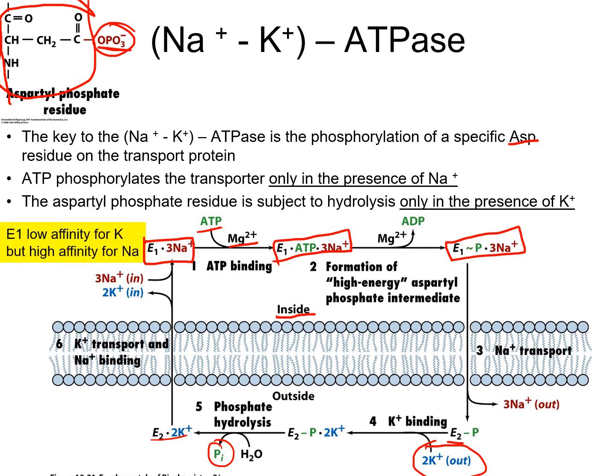So E1, the form of that protein, and E2, what is the difference? E1 has a low affinity for potassium, so it releases it, but a high affinity for sodium. Then E2 has a low affinity for sodium, but a high affinity for potassium.